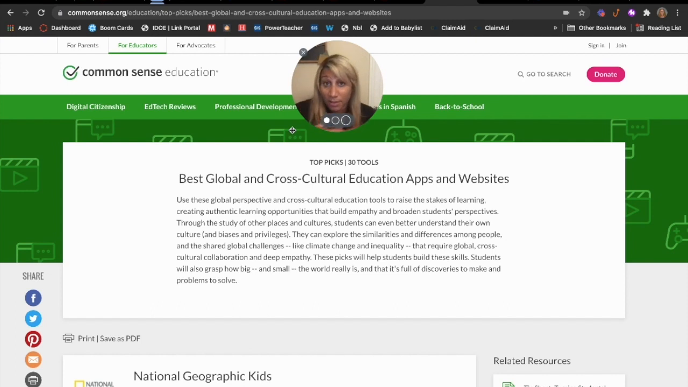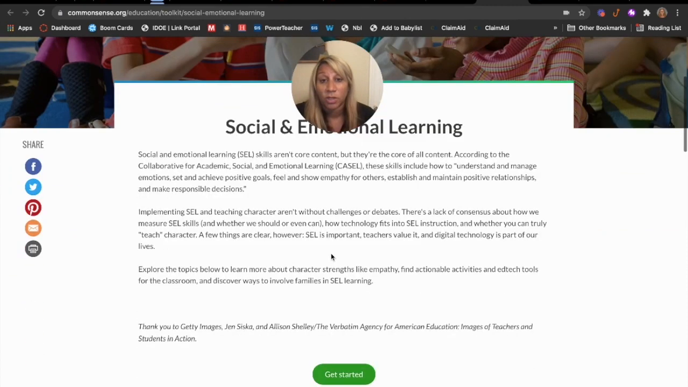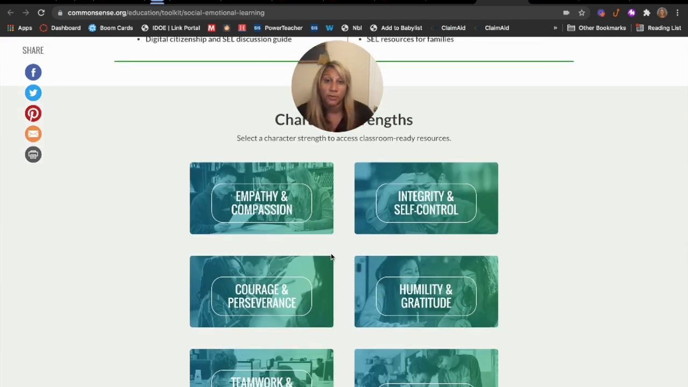But what I wanted to share today was another piece of this that really jumped out at me, to help support my social emotional learning in my classroom. So this is another part of the toolkit. So I went to toolkit and social emotional learning. And as you can see, it brings up all of these different character strengths that I can choose from. And once I do that, it's going to take me to some resources that are going to really support those different ideas.